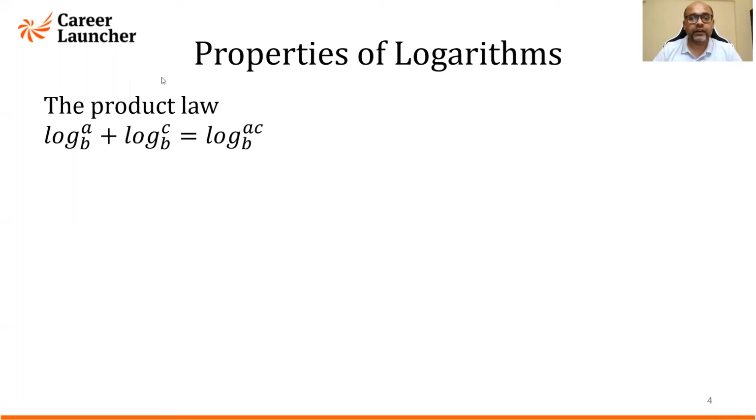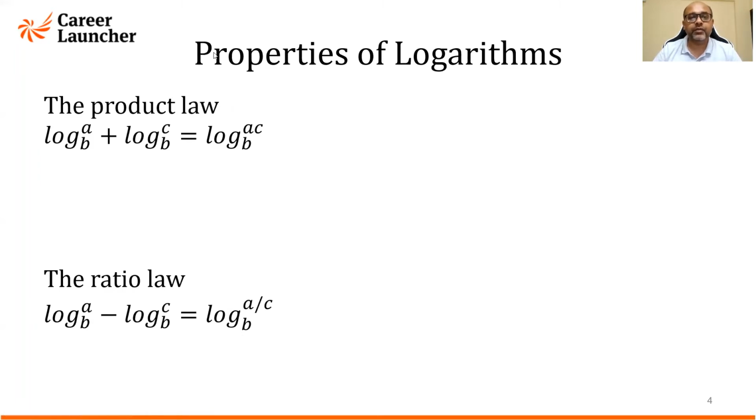The second formula, one of the very basic formulas we're going to look at, is called the ratio law. So like addition is converting into multiplication, here the subtraction will get converted into division. They're very similar laws, both of them. The addition becomes multiplication and the subtraction of logarithms becomes division of the numbers within the logarithm.